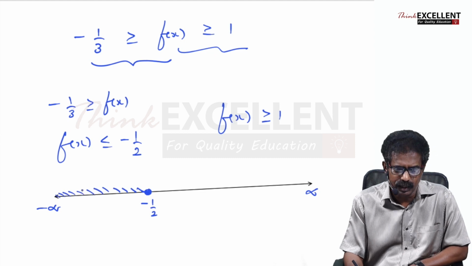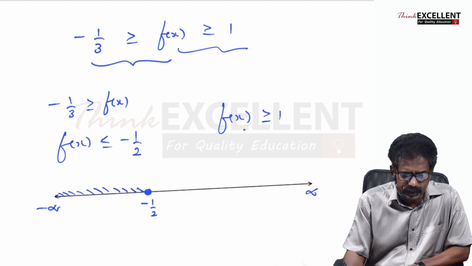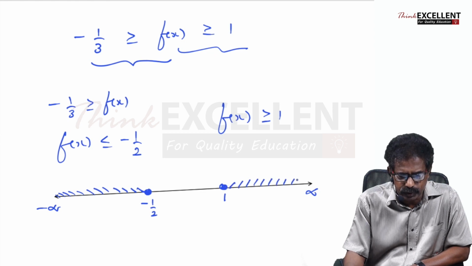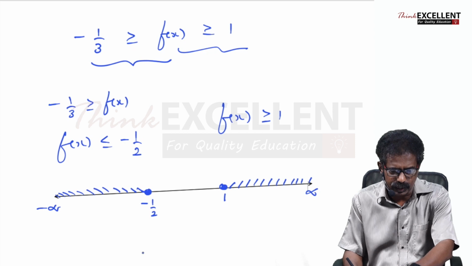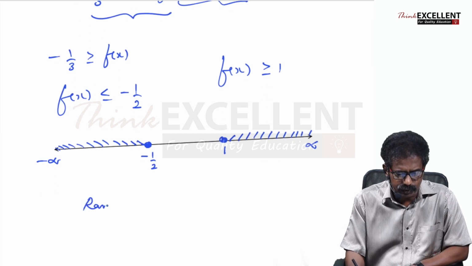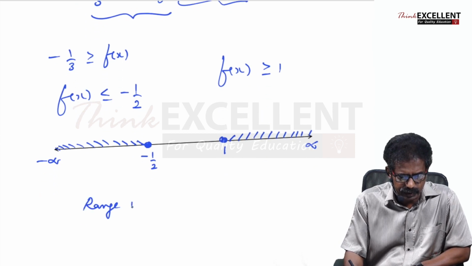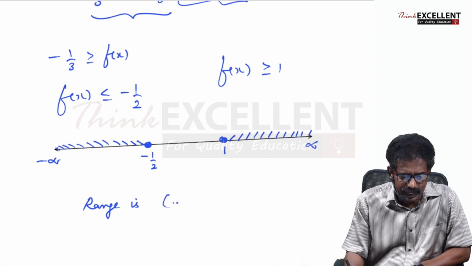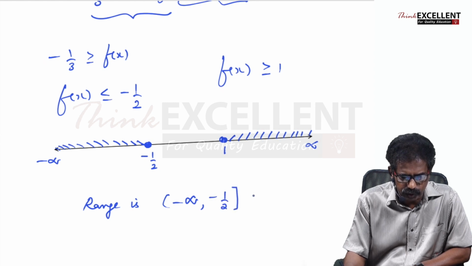So darken the circle. And the second condition says f(x) is greater than or equal to 1. 1 is on the right side. 1 and greater values, 1 and its right side, go up to infinity. So you can say the range is the union of both the intervals. The first one is minus infinity comma minus 1/2, closed interval, union. Then again 1 is included, so closed interval 1 comma infinity.